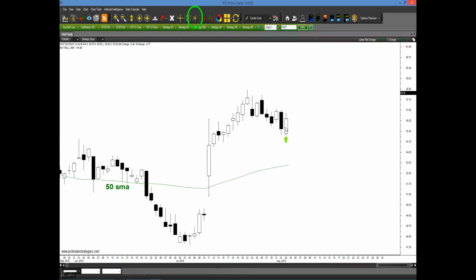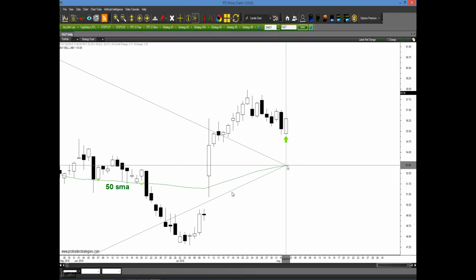What we want to do, once a signal has been generated or anywhere you're interested in a particular setup of price, is to go to where the 50-period moving average is. In this case, it's below, and just simply place your cursor right there. All right.